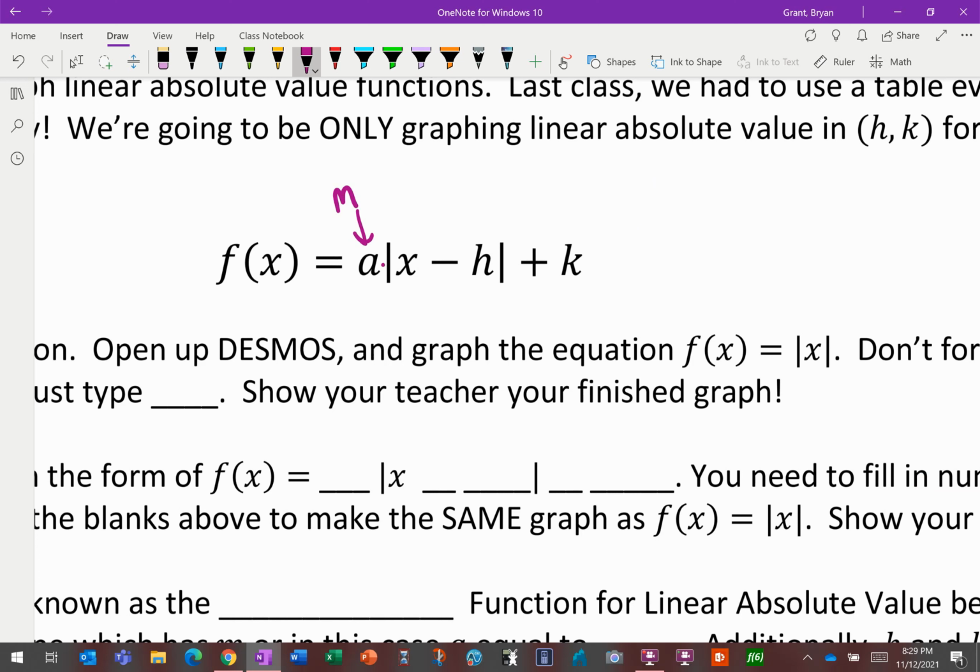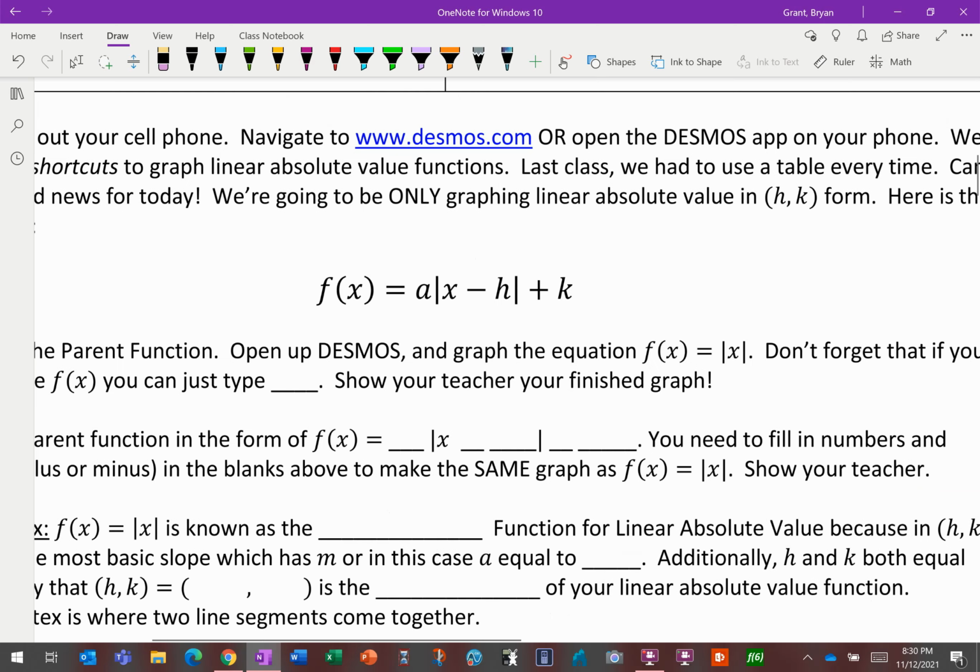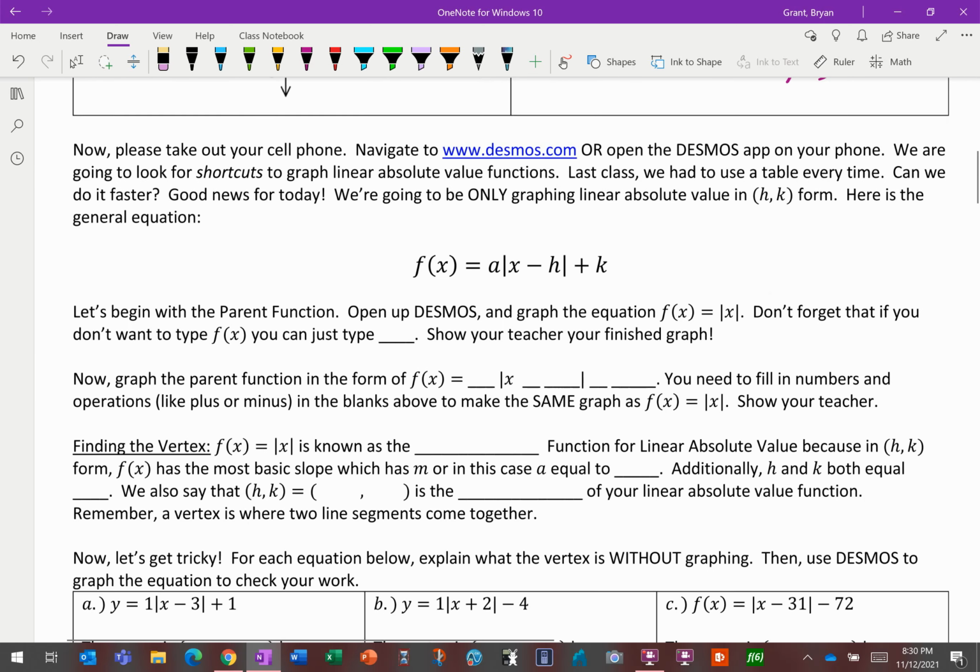You can use either one. For some reason, traditionally with regular lines they use m, and for pretty much any other equation they use a. I don't know why. It's up to you. We'll all know what you mean if you use m instead of a. A just tends to be a little more popular, so if you want to start using it now, that's totally fine. So we are going to start with the parent function.